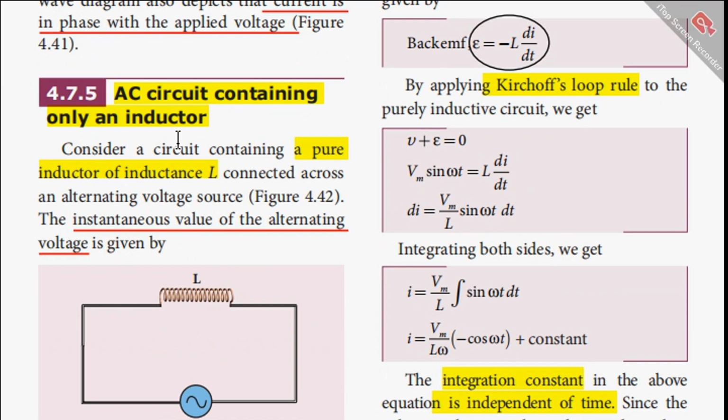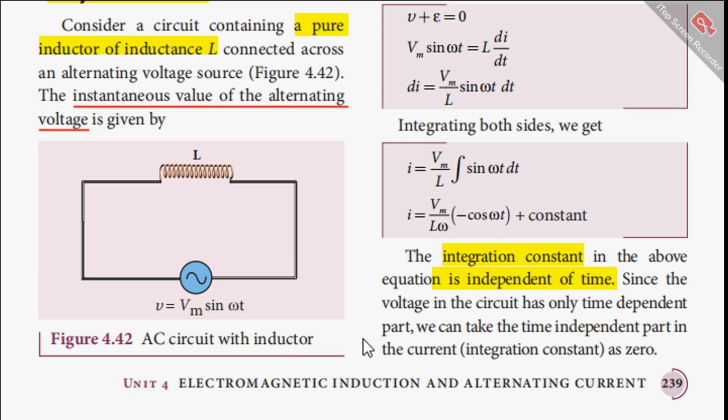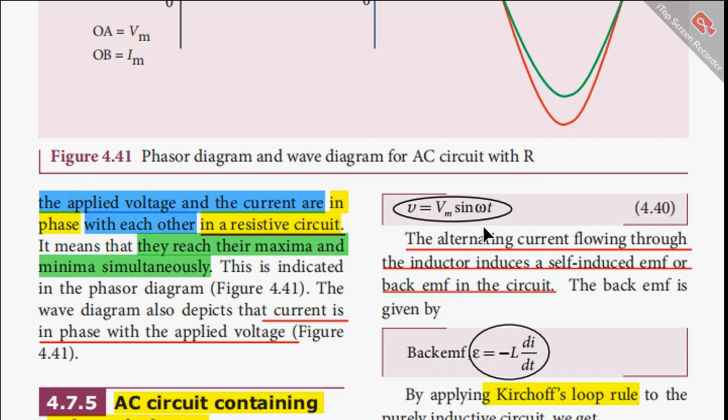Next, we will consider an AC circuit which contains only an inductor, that is a coil of inductance L, connected to an alternating voltage source. For this, let us consider a circuit containing a pure inductor of inductance L connected across an alternating voltage source as shown in this diagram. The instantaneous value of the alternating voltage is given by the expression V equal to Vm sin omega t, where Vm is the maximum voltage and V is the instantaneous voltage.